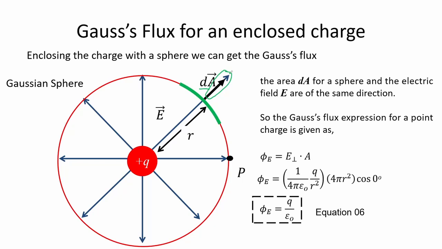The Gauss flux expression is then given by the equations here, and for having the same direction of the area and electric field lines, the angle is 0, so the cosine function is equal to 1. So we have that the Gauss flux is given by equation 6, which is the charge q over the electric constant.